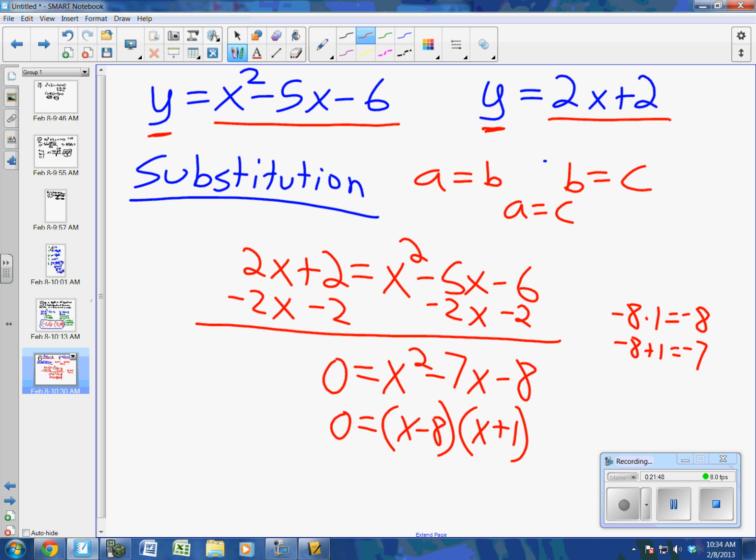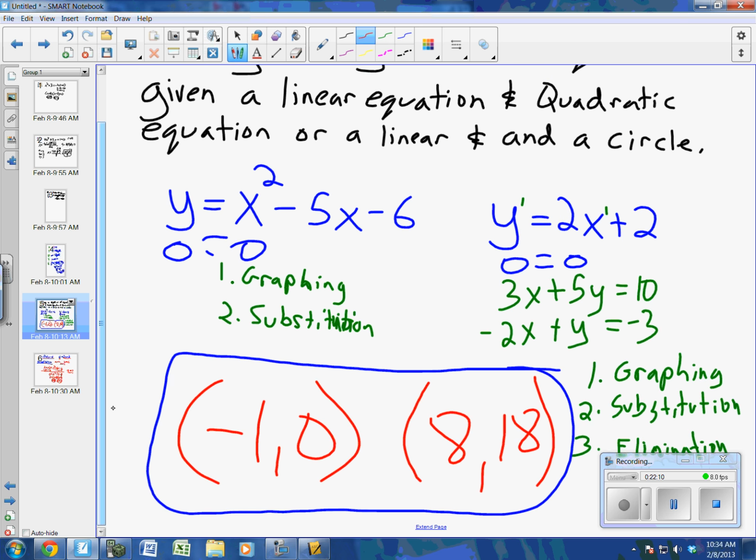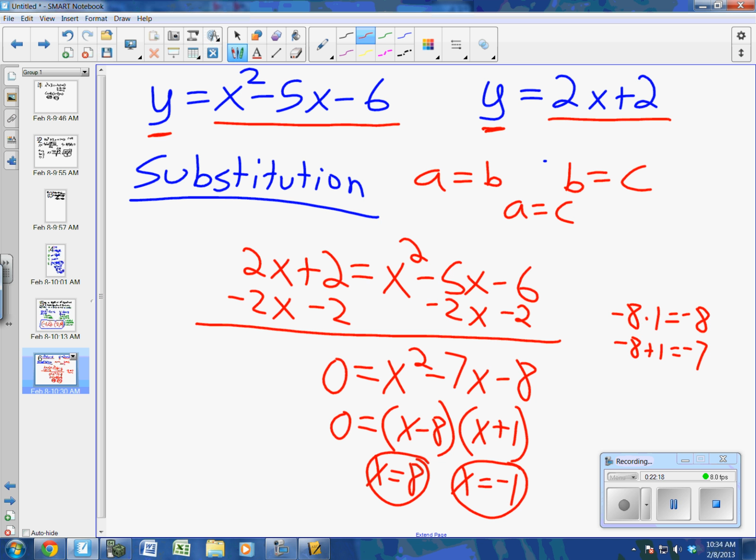And x is equal to 8, and x equals negative 1, therefore. So those are my two solutions. 8 and negative 1. Now that's what x equals. That doesn't tell me what y equals, does it? I want you guys to go back and look at the solution that we just did. We just did this problem. Notice our answers were negative 1, 0, and 8, 18. Well, just think. Negative 1 and 8 are the two solutions I just came up with. They were the x numbers, right?